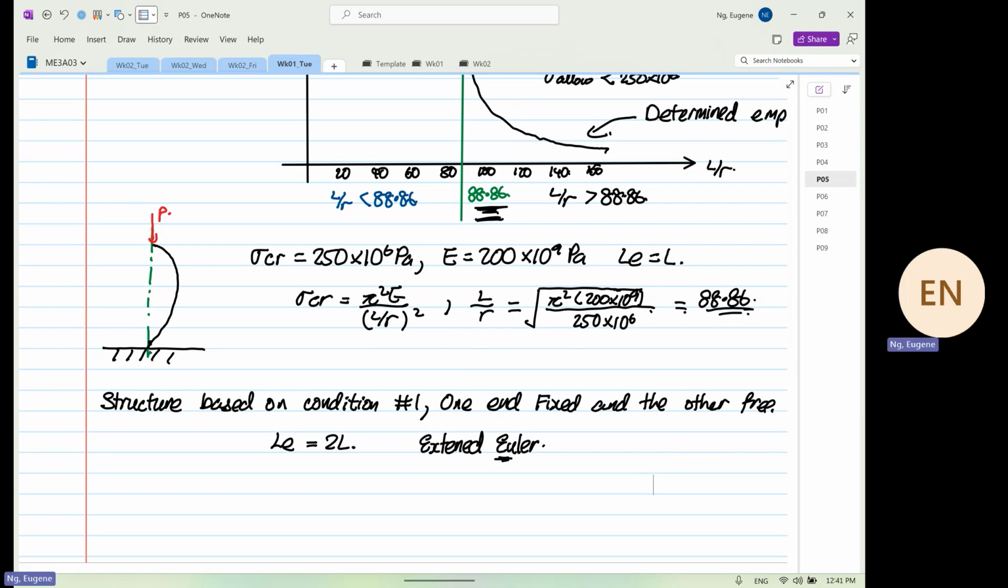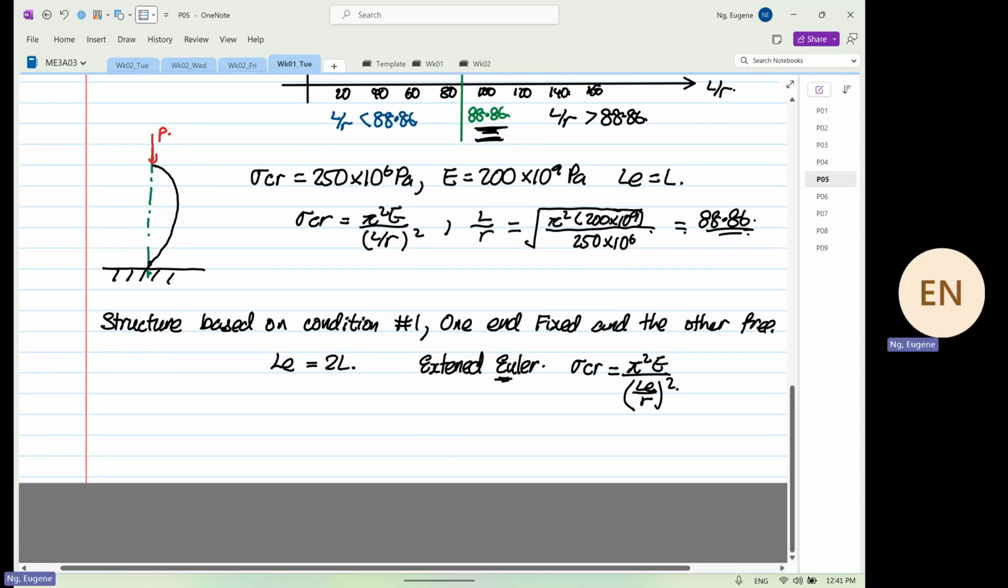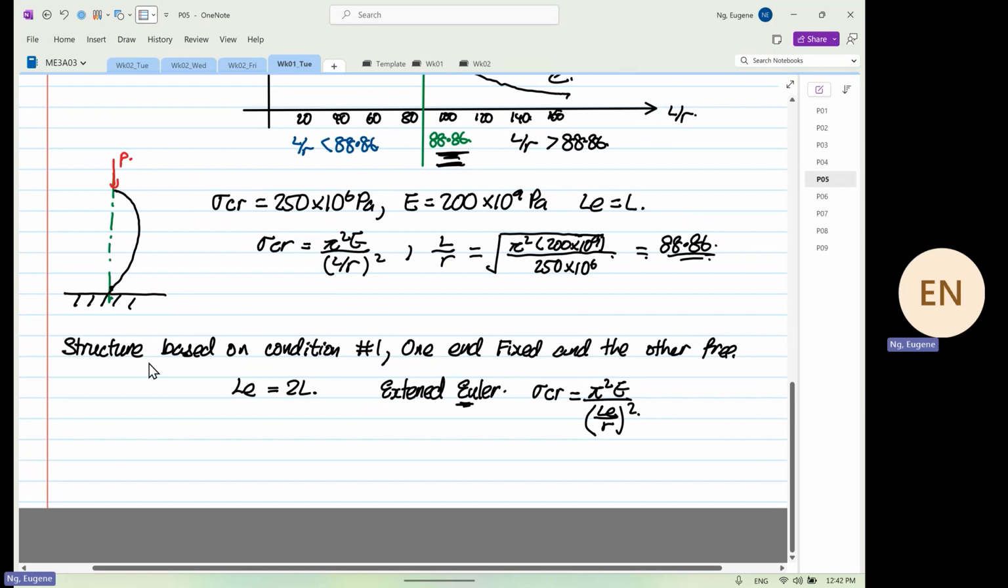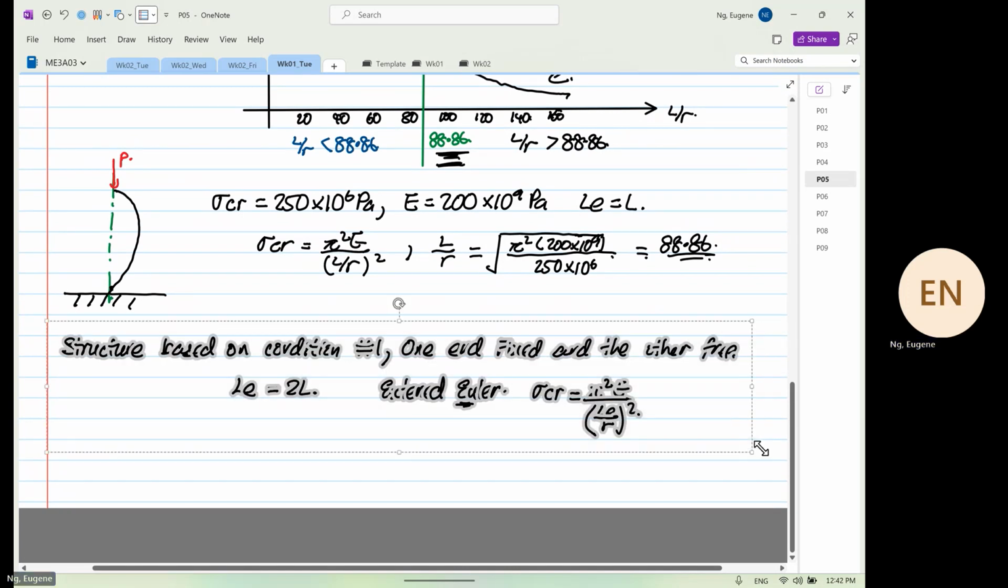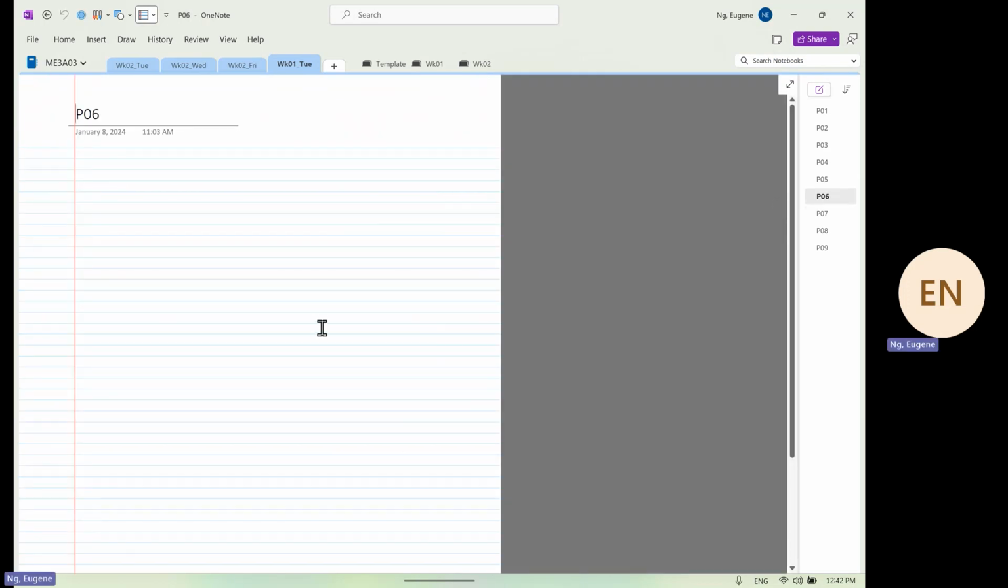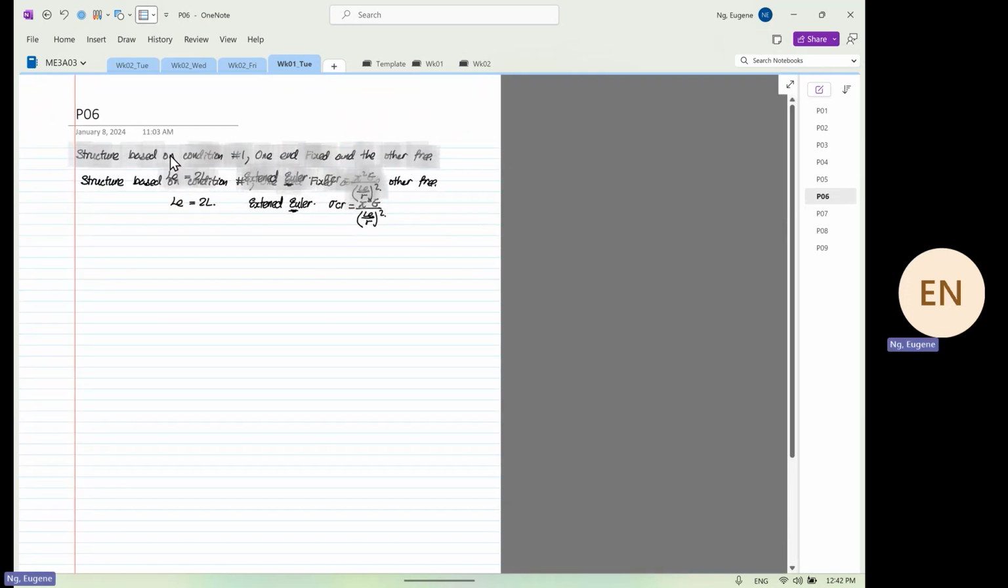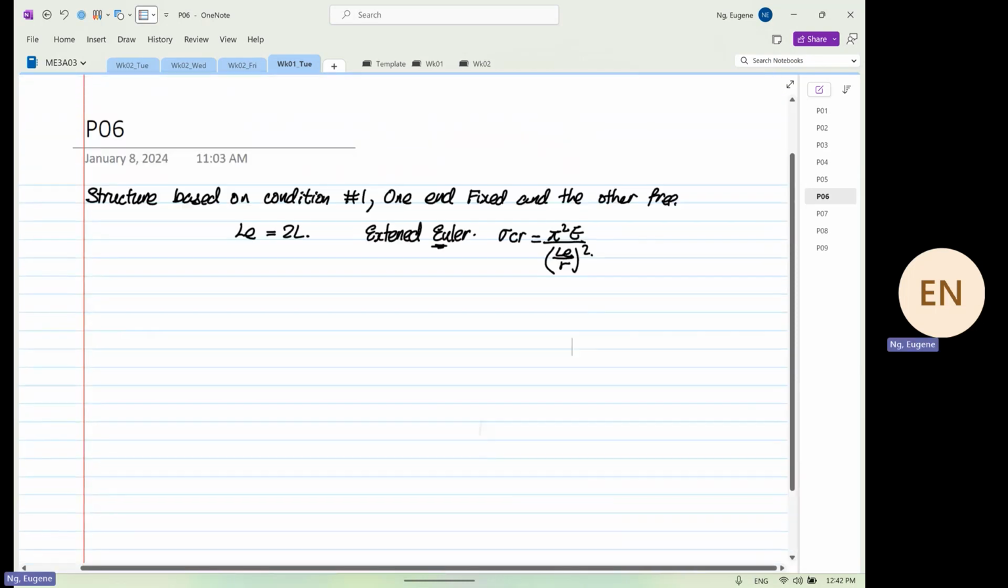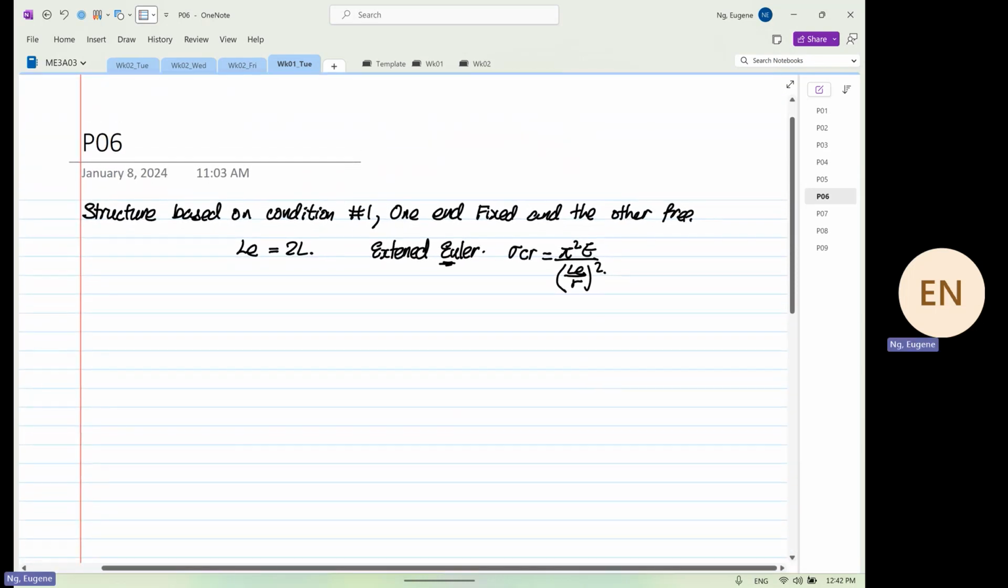So based on Euler's, the critical stress is equal to pi squared E divided by (LE over R) squared. Okay, right? So I'm going to move this across. Hold on.